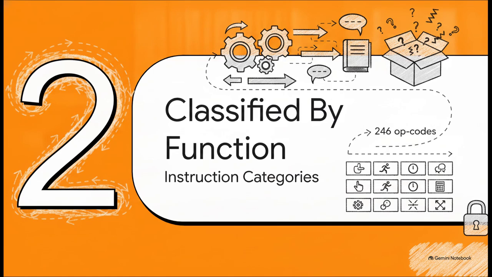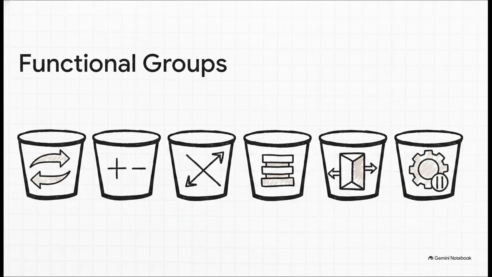Moving right along to Section 2, classification by function. To bring some order to the chaos, we categorize those 246 opcodes into distinct functional groups. If the instruction set is a dictionary, these groups are kind of like the verbs of human language. Every single command falls neatly into one of these fundamental buckets.